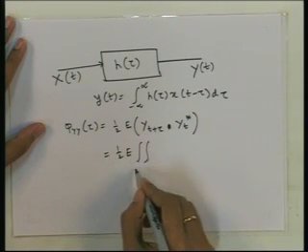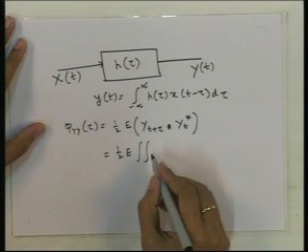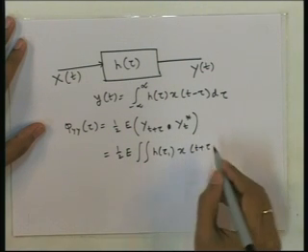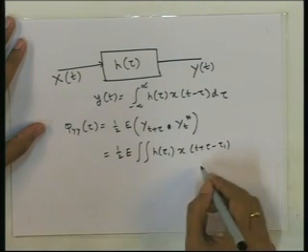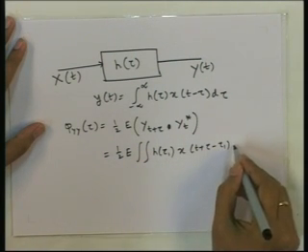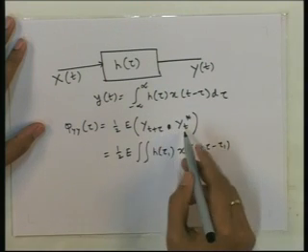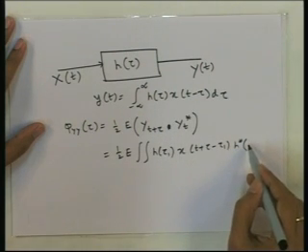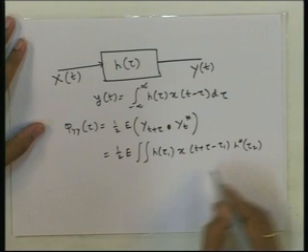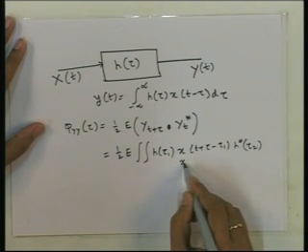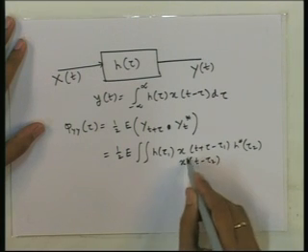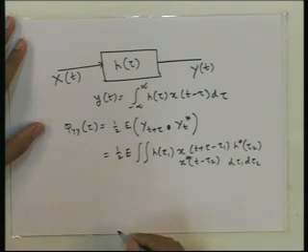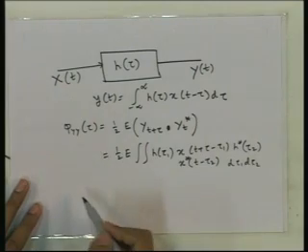the expectation of a double integration of h(tau 1) x(t plus tau minus tau 1), you can call it alpha and beta, you can change the variables later, and then for this we take h conjugate (tau 2) x(t minus tau 2) conjugate, then d tau 1 d tau 2.